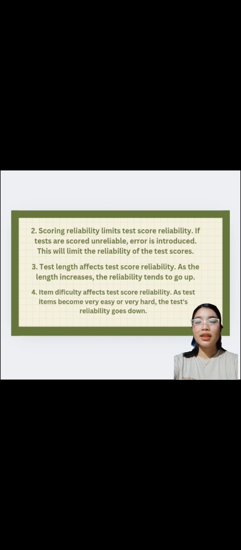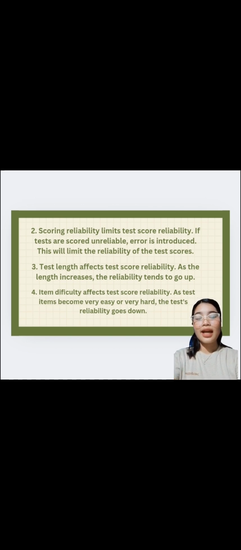Number 3, test length affects test score reliability. Longer tests tend to be more reliable than shorter tests. More items provide a larger sample of the test taker's knowledge or skills, reducing the impact of any single item.